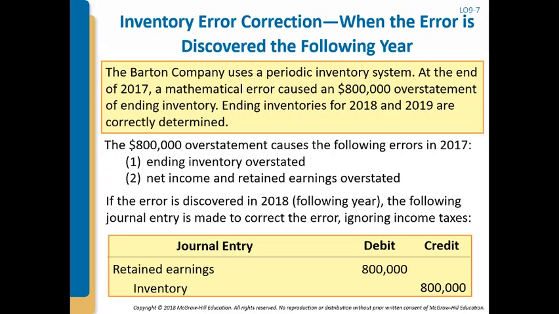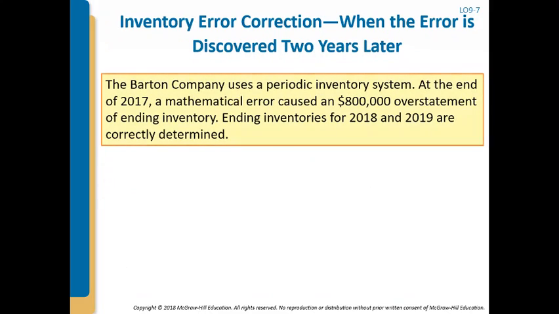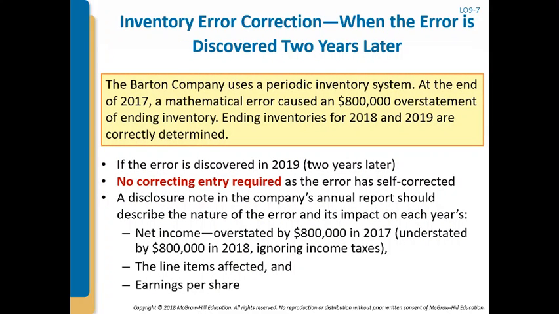So if the error is discovered in 2018, the following year, the following journal entry would be made to correct the error. You would debit or subtract $800,000 from retained earnings by debiting it, and then you would reduce your inventory by $800,000 by crediting it. And then if the error is discovered in 2019, you don't do anything. No correcting entry is required. Self-corrected. Still have to do a disclosure note though if you find it subsequently.